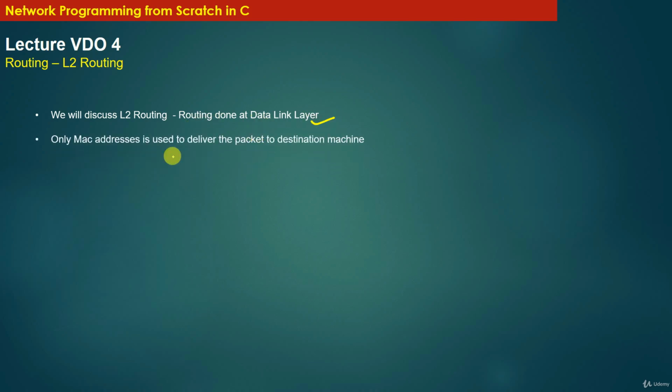Please note that only MAC addresses are used to deliver the packet to the destination machine. Whenever we talk about L2 routing, it means we are talking about routing that is based on MAC addresses. IP addresses do not play any role in layer 2 routing. Please remember that. It is for this reason that MAC addresses are also called layer 2 addresses, whereas IP addresses are used at layer 3 of the TCP/IP stack, and therefore IP addresses are called layer 3 addresses.